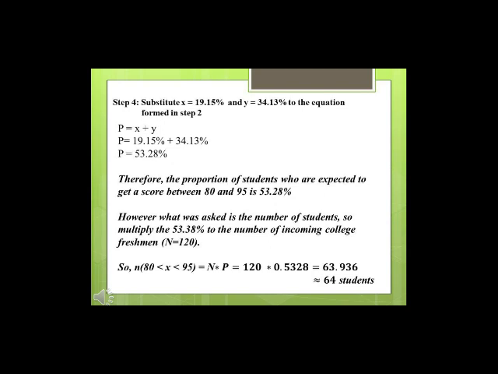However, what was asked is the number of students. So multiply 53.28% to the number of incoming first-year college students, which is 120. So, we have 120 times 0.5328. The result is 63.936. Since the result refers to the number of students, we rounded it off to the nearest whole number. Therefore, the final answer is 64 students.